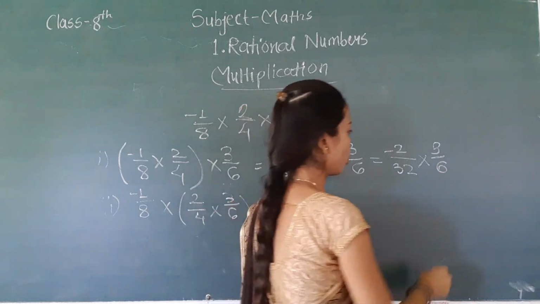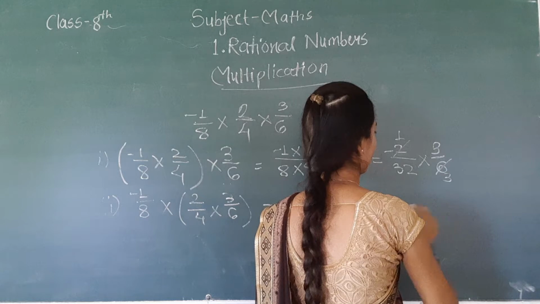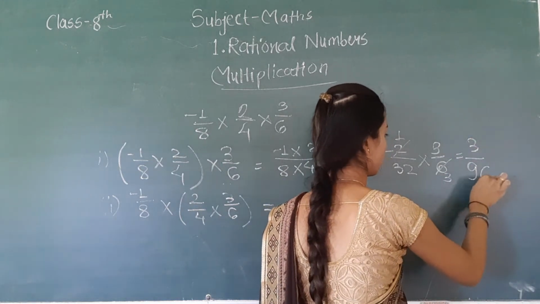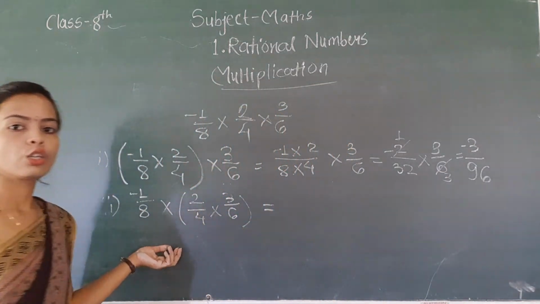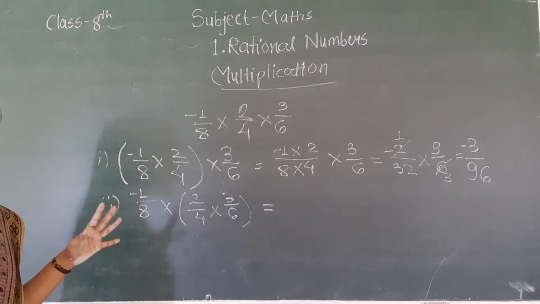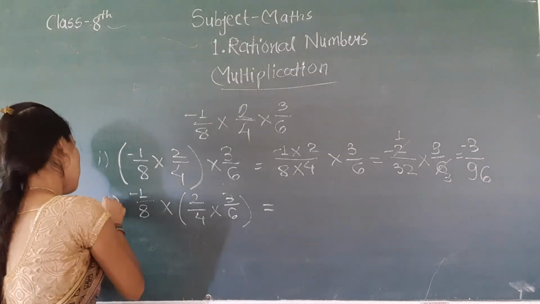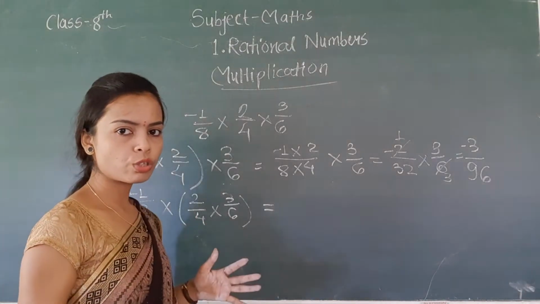So 2 ones are 2 and 2 threes are 6. Okay, so your answer is minus 3 upon 96. In your other case, your answer must not change. Your answer must be minus 3 upon 96. If your answer is minus 3 upon 96, that means associative property holds for the multiplication.